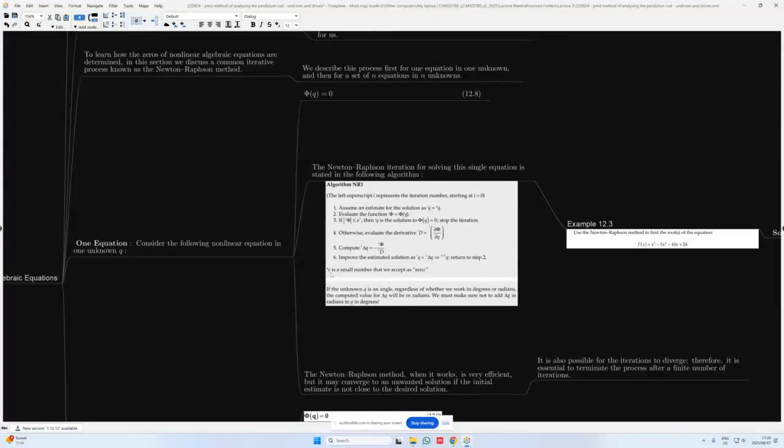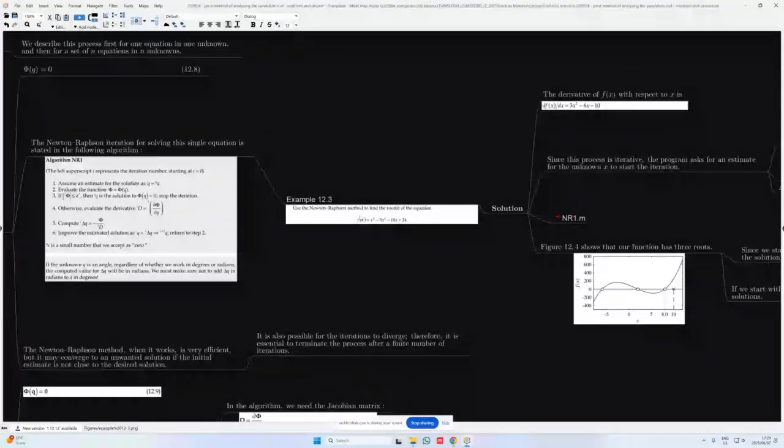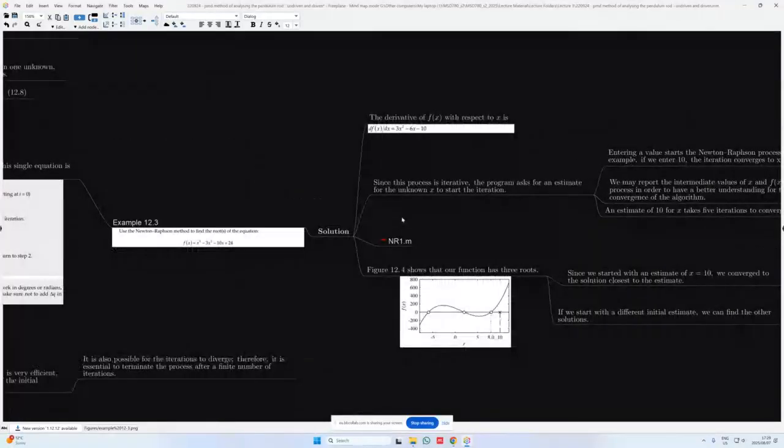And over here they also state that epsilon is a small number that we accept as 0. So something like 10 to the power of negative 4 or negative 6 we can accept as being close enough to 0 that we can use that iterated solution that we found as the final solution. So we can use the Newton-Raphson method to then find the roots of this equation over here. This is a fairly simple equation to find as well.